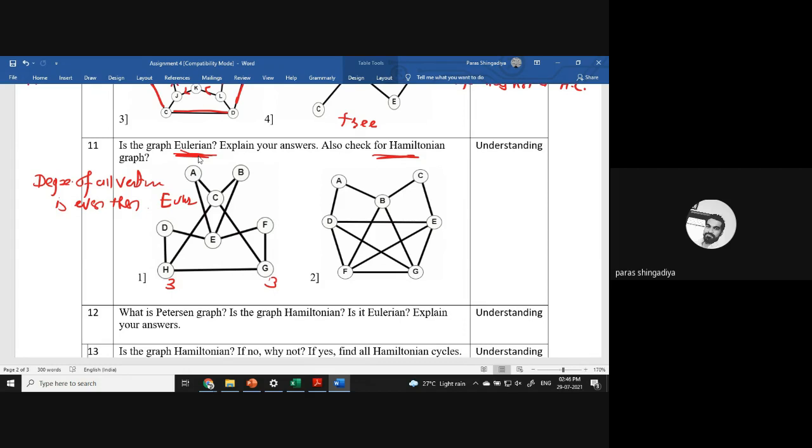ठीक है, let's check it. Let's start with the vertex C. Okay, C से हम start कर रहे हैं. That is my starting place. And मेरा aim क्या है? I just create one closed walk which covers every edge exactly one time. ठीक है, मुझे एक ऐसी closed walk बनानी है जिसमें ग्राफ की सभी एज एक बार काउंट हो. Okay, so let's start from C to H. Okay, H to G, from G I will reach F to E.